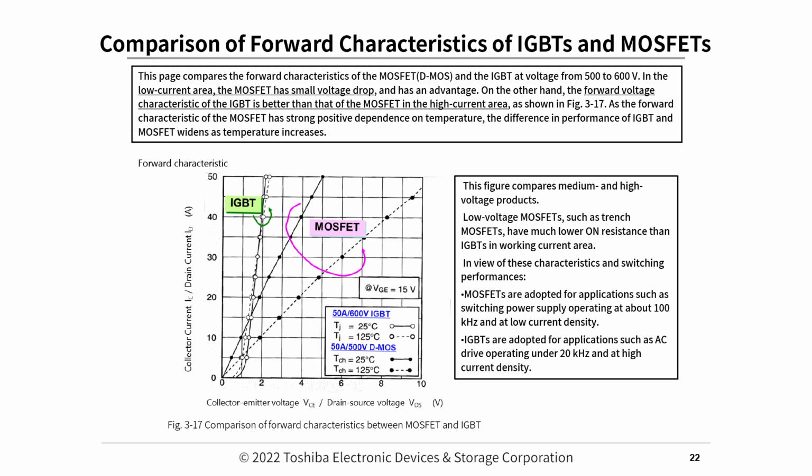Comparison of forward characteristics of IGBTs and MOSFETs. This page compares the forward characteristics of the MOSFET, DMOS, and the IGT at voltages from 500 to 600 volts. In the low current area, the MOSFET has a small voltage drop and has an advantage. On the other hand, the forward voltage characteristic of the IGBT is better than that of the MOSFET in the high current area, as shown in figure 3-17. As the forward characteristic of the MOSFET has strong positive dependence on temperature, the difference in performance of IGBT and MOSFET widens as temperature increases.